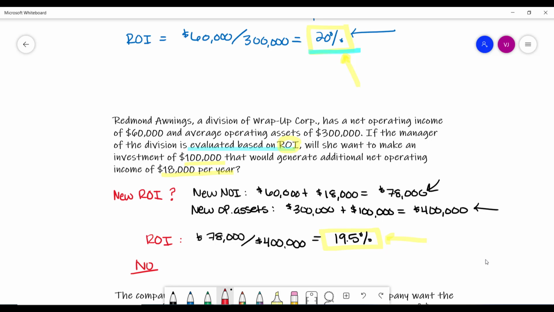But if this manager is being evaluated based on ROI and there's a project here that will cause her division's ROI to drop, the assumption is that she wouldn't necessarily be motivated to invest in this project because of that decrease in ROI of 0.5%. Now, it's not to say that the project itself isn't profitable. We'll look at that in a second, but the ROI of the division itself would drop. So because of how she's being evaluated, chances are she wouldn't take on this project because of that dip that we would see in ROI.